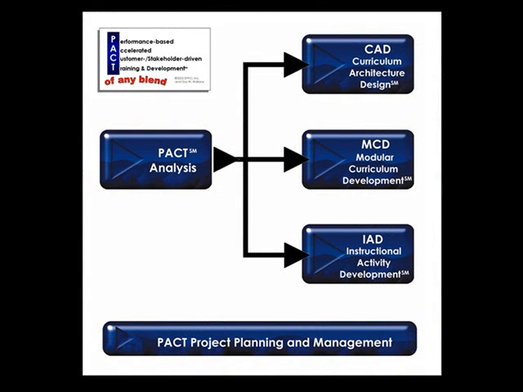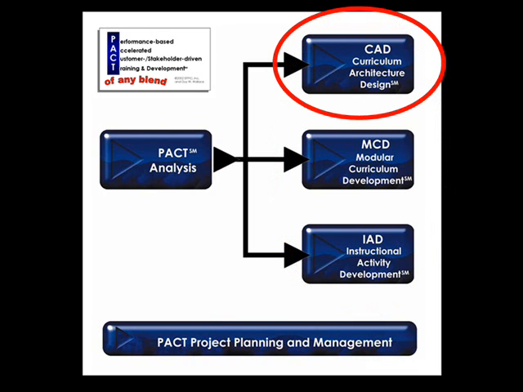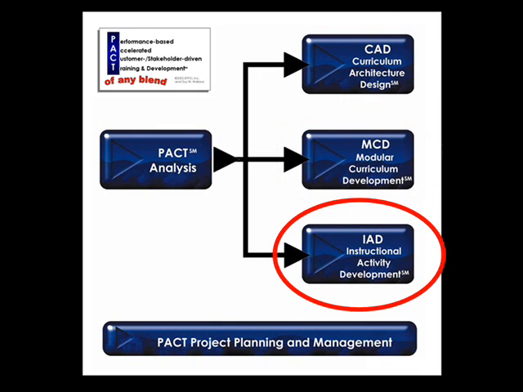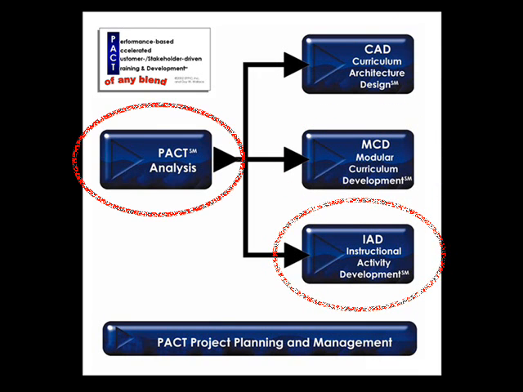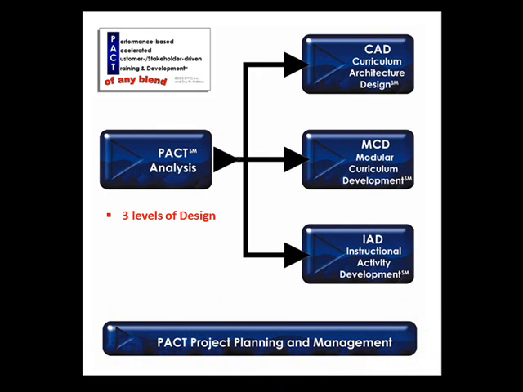The PACT processes: 5 methodology sets, including 3 levels of instructional design: curriculum architecture, modular curriculum development, instructional activity development, which are all supported by a common set of analysis methodologies and tools, and a common set of project planning and management tools. 3 levels of design and common analysis and project management. These are the 5 key elements of the PACT processes.